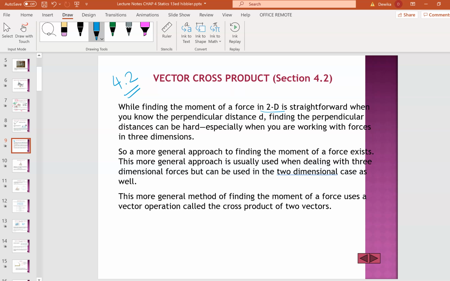So a more general approach to finding a moment of the force exists. This more general approach is usually used when dealing with 3-dimensional forces, but can be used in the 2-dimensional case as well. This more general method of finding the moment of force uses a vector operation called the cross product. So we're going to do cross product.